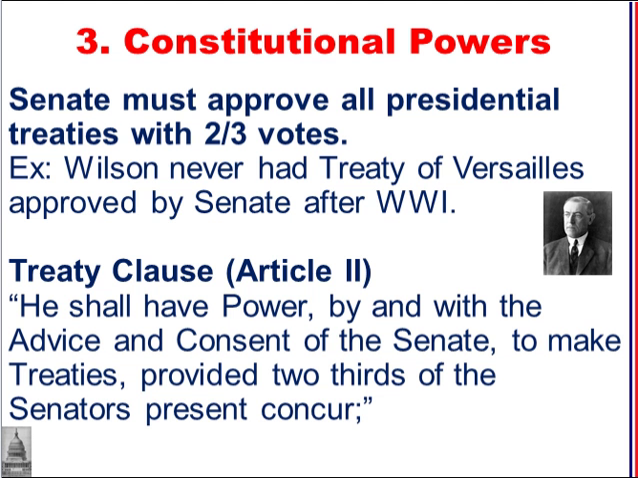The Senate also approves all presidential treaties with a 2/3 vote. And that means that sometimes there's been some failures where presidents have worked to negotiate a treaty, but then the Senate does not ratify that treaty. And a famous example is Woodrow Wilson never had the Treaty of Versailles approved by the Senate after World War I. And that comes from the Treaty Clause of Article 2. He, the President, shall have power, by and with the advice and consent of the Senate, to make treaties, provided 2/3 of the senators present concur.